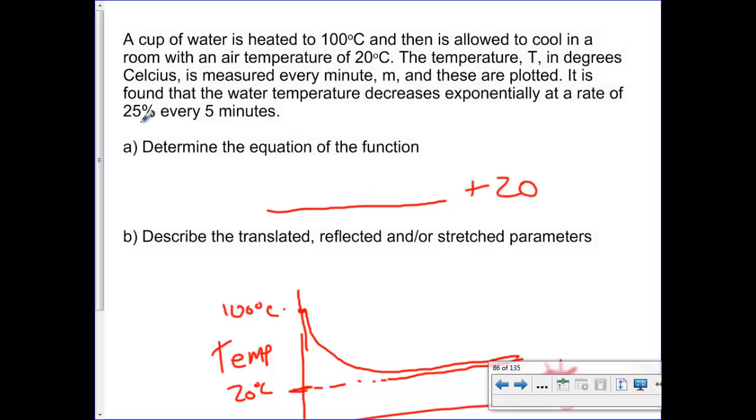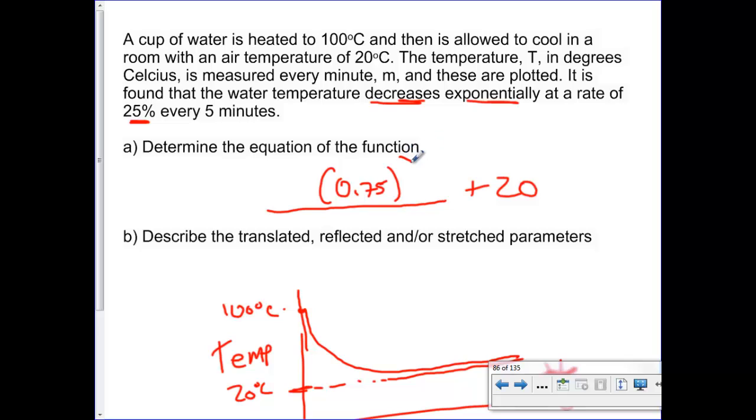A couple other thoughts here. It mentions that the temperature decreases exponentially at a rate of 75%. If the temperature is going down by 25%, what are we keeping? 75%. I want to say that again. If we lose 25% of our temperature, how much temperature do we keep every time? 75%. So that's actually going to be our base, 0.75.